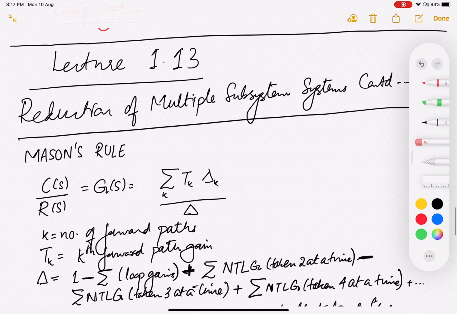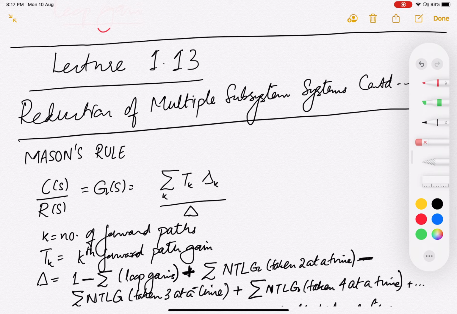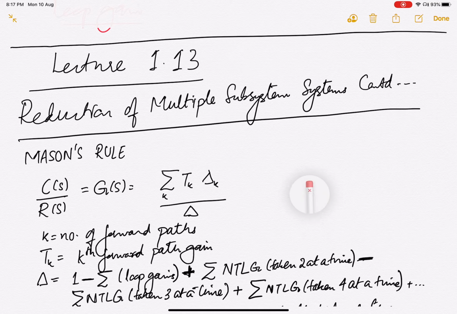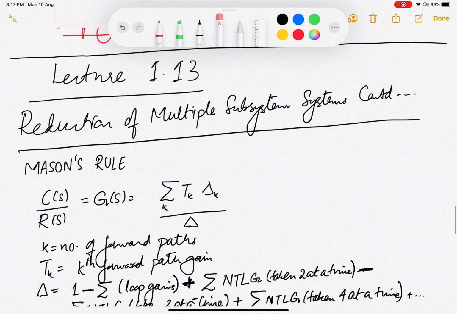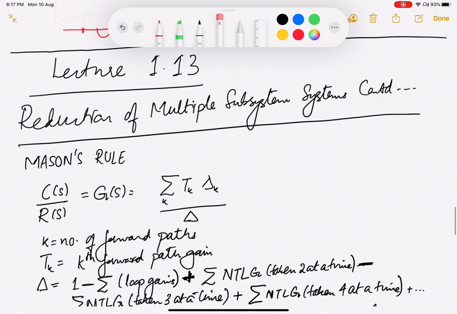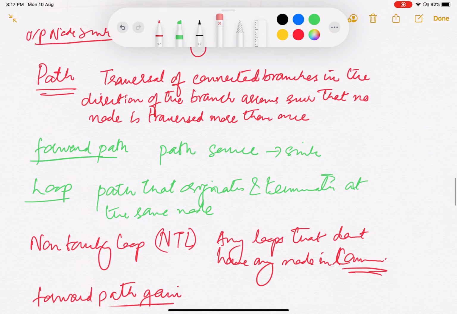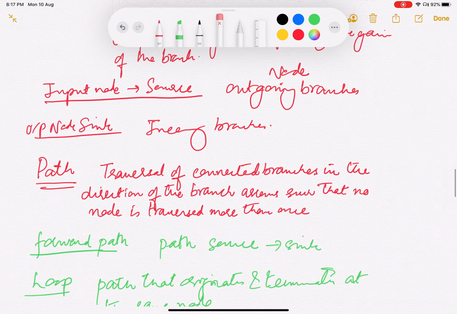Welcome to lecture 1.13. We have been looking at reduction of multiple subsystem systems, and we are going to continue that today. So we have seen block diagram reduction on the last turn, and we also saw how to draw the signal flow graph. And we saw the basic definitions related to signal flow graph, which included the definitions of path, nodes, forward path gain, non-touching loops, so on and so forth.